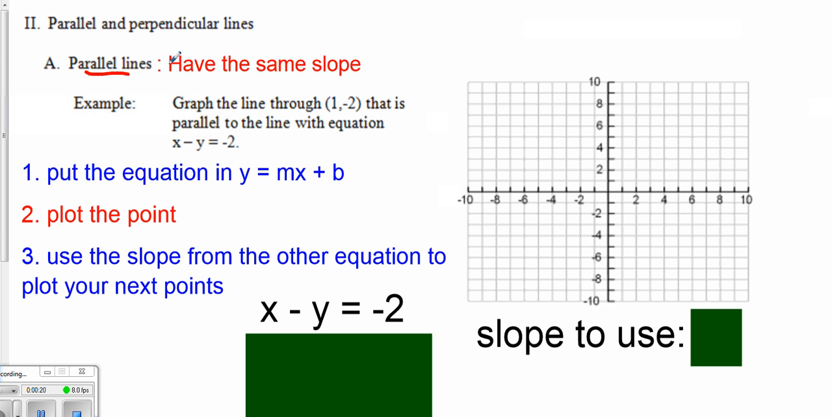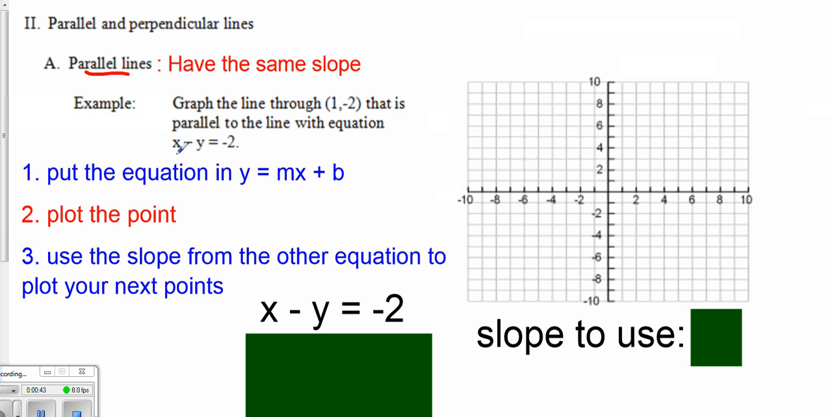I want you to write behind that, parallel lines will have the same slope. So any two lines that are parallel to each other, their slope is exactly the same. For example, if we want the line that goes through this point, 1, negative 2, and it is parallel to the line with the equation x minus y equals negative 2.